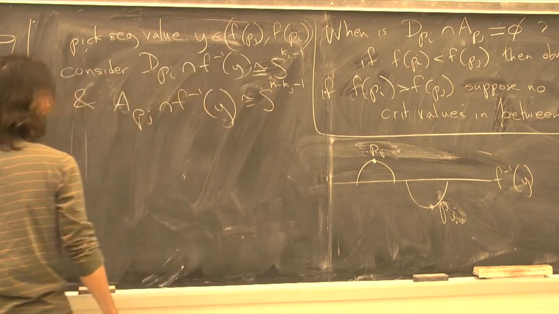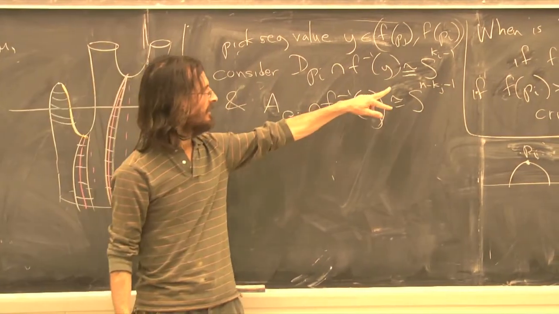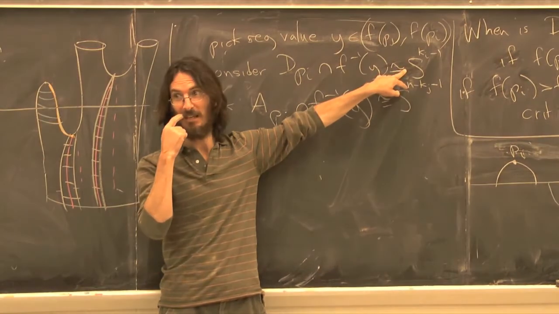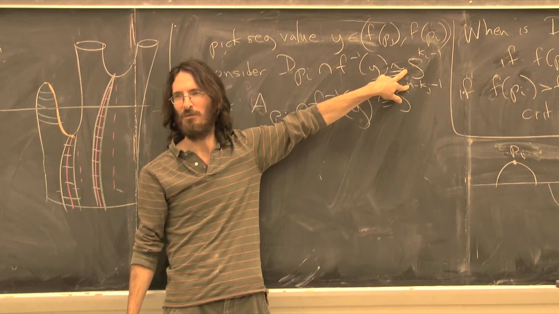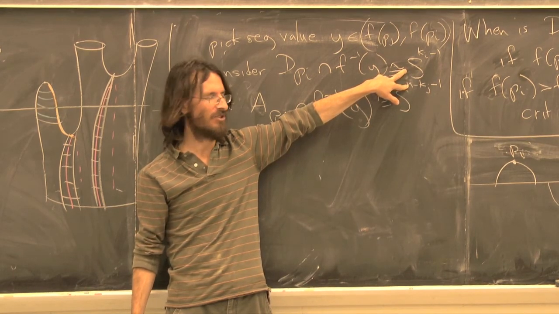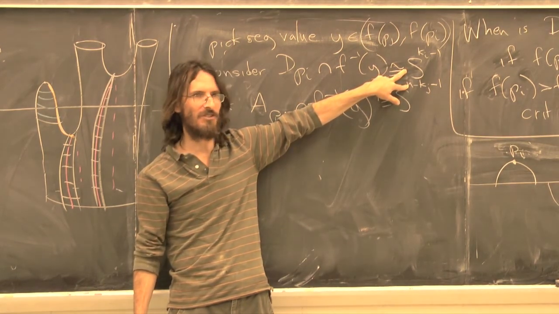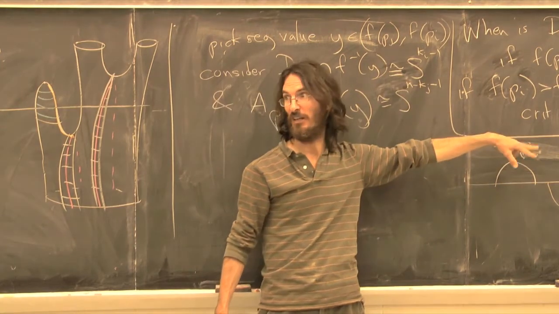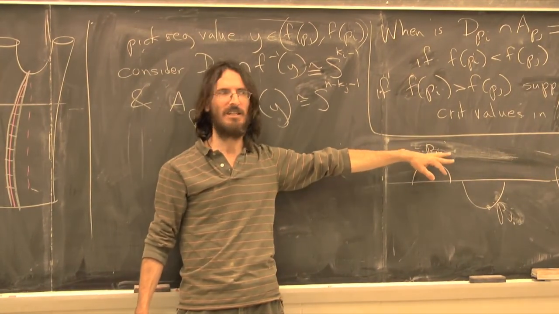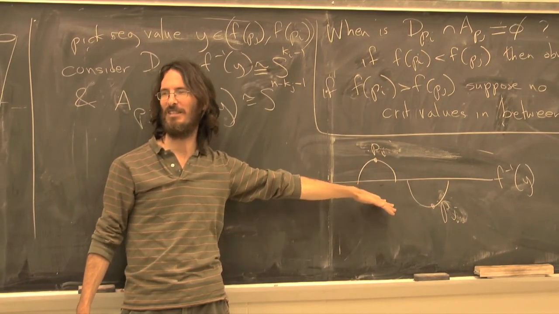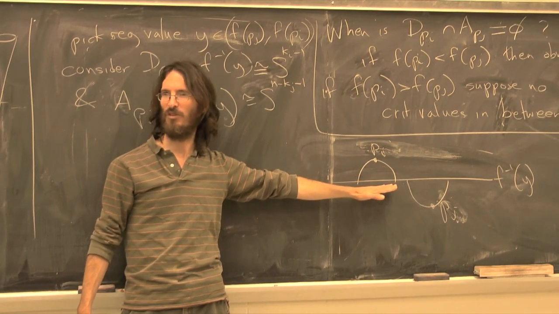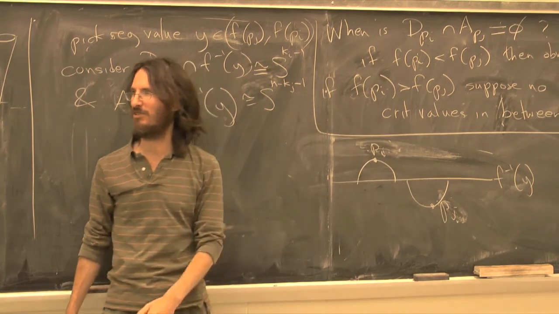I don't have time, so I'll finish this next time. But the point is to count dimensions and think about generically where you expect these things to intersect or not. What we want to do is argue that you can always choose your vector fields so that all these intersections are transverse. And if they're transverse, then you can figure out conditions on these indices.